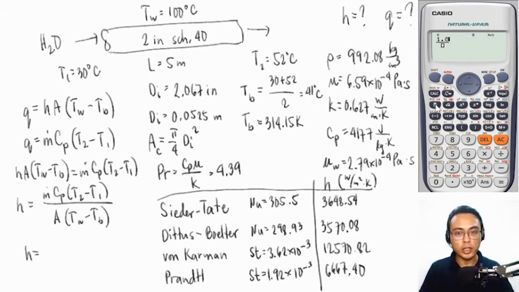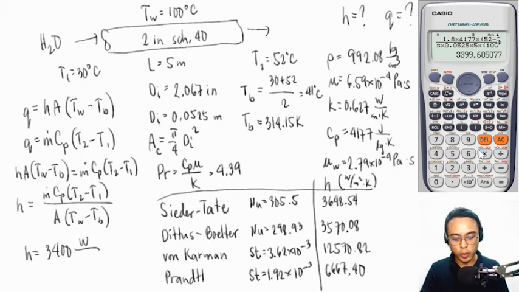Mass flow rate is 1.8 kilograms per second. Cp is 4177 times T2 minus T1, that is 52 minus 30. No need to convert them to Kelvin because delta T in degrees Celsius is the same as the delta T in Kelvin. Okay? Divided by area, that is pi times diameter 0.0525 times the length of the pipe 5 meters times temperature difference, wall temperature minus bulk temperature, that is 100 minus 41 degrees Celsius. The actual value of our heat transfer coefficient is 3,400 watts per meter squared per Kelvin.